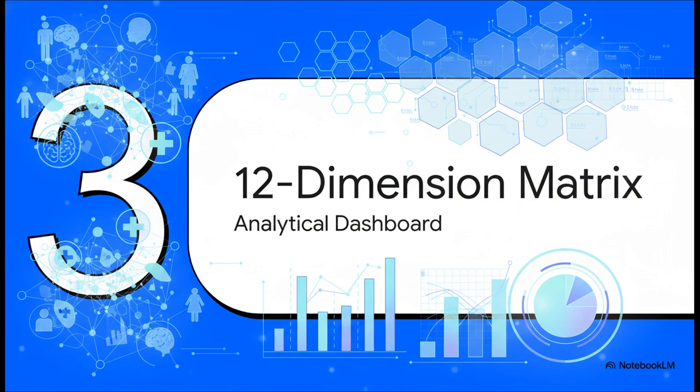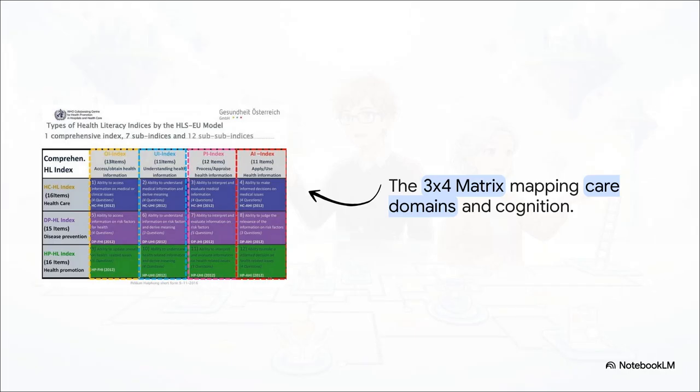Now, let's see how those cognitive steps intersect with the real world to build the 12-dimension matrix. This is the true engine of the HLS-EU-Q47. We take those 4 cognitive processes we just talked about and we map them horizontally across 3 major domains in the continuum of care: healthcare, disease prevention, and health promotion. This creates a really elegant 3x4 matrix yielding 12 specific subindices.